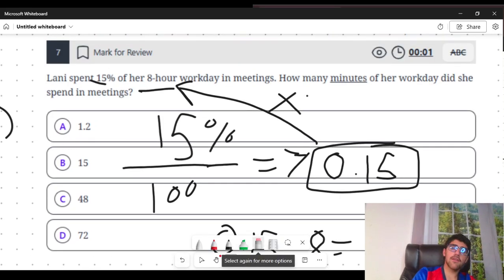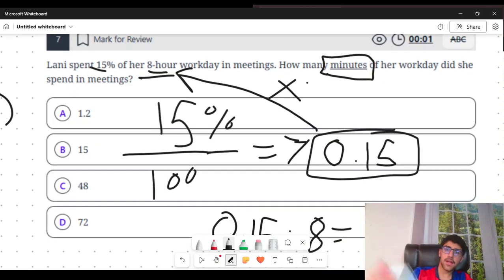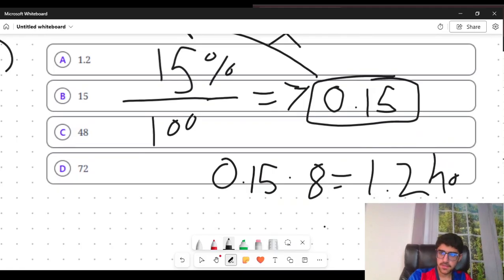But you have to pay attention to the question. This was something that I went over in my previous video for converting units. They're always going to try and trick you with mismatched units. Right here it says 8 hours. Right here it says how many minutes, and they did underline it for you. But sometimes you will still miss it. So always make sure to reread what they're asking for. So now we have 1.2 hours. This is because we just multiplied. This was 8 hours. So this 15% of 8 hours is 1.2 hours.